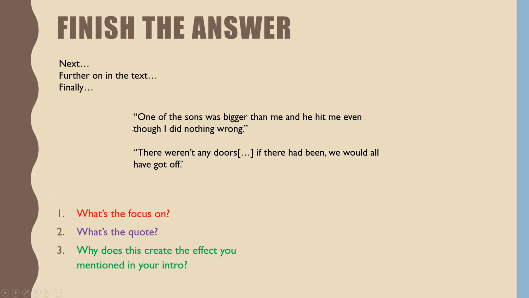What I want you to do now is, these are the other quotes that I didn't use yet. "One of the sons was bigger than me and he hit me even though I did nothing wrong." Shmuel says that. And then, "There weren't any doors. If there had been, we'd all got off." That's talking about the train that takes them to the concentration camp.